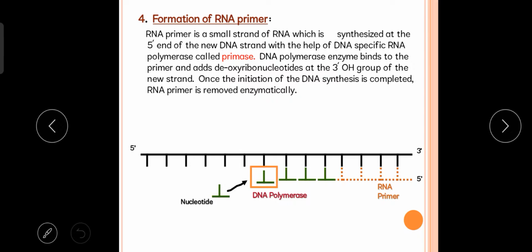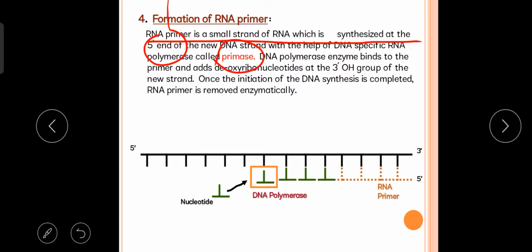And this way it will continuously add deoxyribonucleotides to make a long strand. Okay, so here the RNA primer is a small strand of RNA which is synthesized at the 5' end of the new DNA strand with the help of a DNA-specific RNA polymerase called primase. Remember, the RNA primer is a short strand of RNA which is produced by the primase enzyme at the 5' end of the new DNA strand.